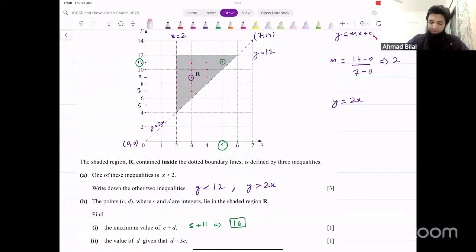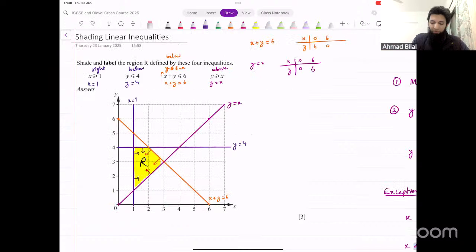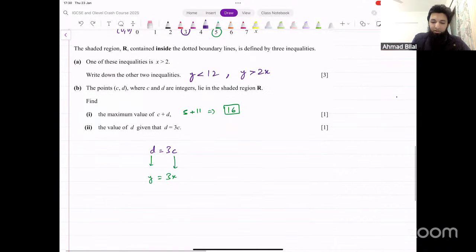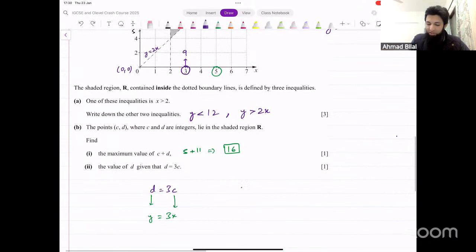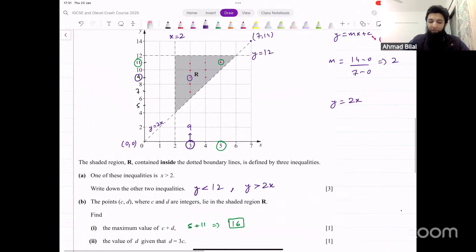So the only possibility for this condition to be met, where the y coordinate is 3 times the x coordinate, is if the x coordinate is 3 and the y coordinate is 9, and that will be this point here, 3, 9. What are they asking for? Value of D, the value of the y coordinate. If the point is 3 and 9, the y coordinate would be 9. So we say D is equal to 9. That is the only possibility inside this region where the y coordinate is 3 times the x coordinate.